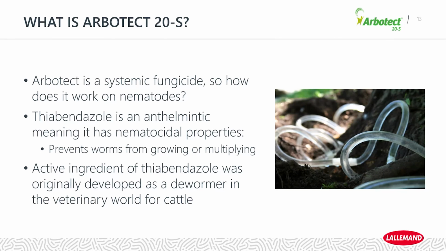And so we're often asked about Arbortect or thiabendazole being a fungicide. So, okay, if it's a fungicide, then how does it work against nematodes? And so the answer to that is that thiabendazole is an anthelmintic, meaning it has nematocidal properties, which essentially prevents the worms from growing or multiplying. And the active ingredient of thiabendazole was originally developed as a dewormer in the veterinary world for cattle. And while I'm not sure if it's used for that use anymore, in any case, I hope that kind of helps to provide some insight and clarity for you on the question of it being a fungicide, but having efficacy against nematodes.